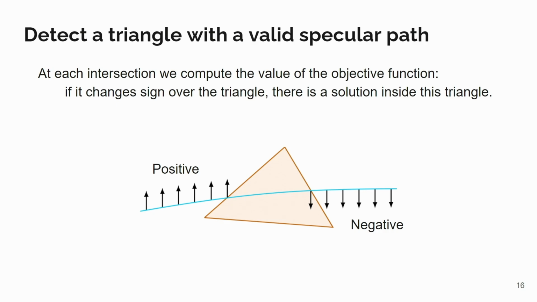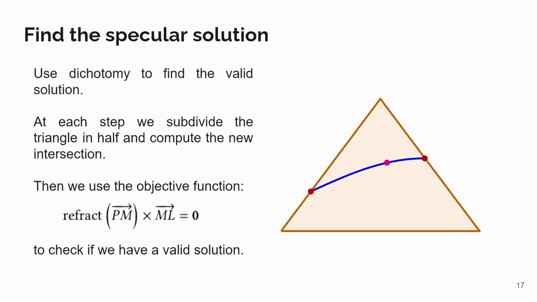Once we are in the triangle with a solution, the way we find our specular point is to use dichotomy to find the valid solution. At each step, we subdivide the triangle and compute the new intersection, and then we keep the triangle that has the change of signs. We continue until at one point the intersection is going to actually be our valid path.